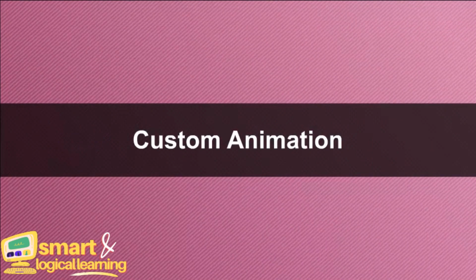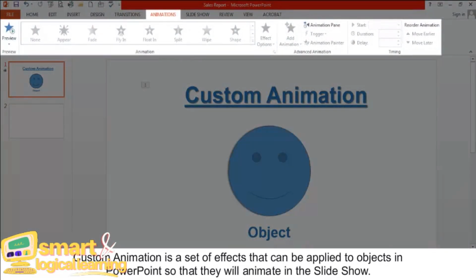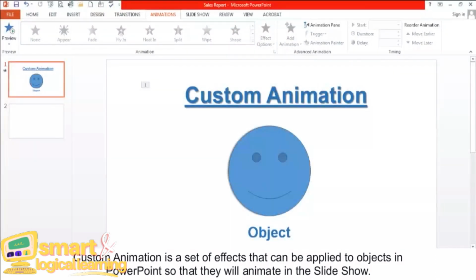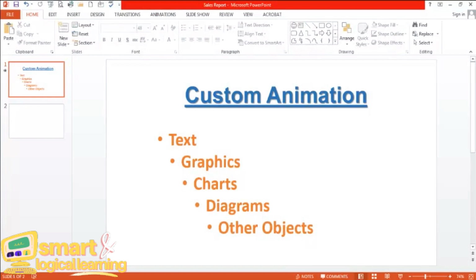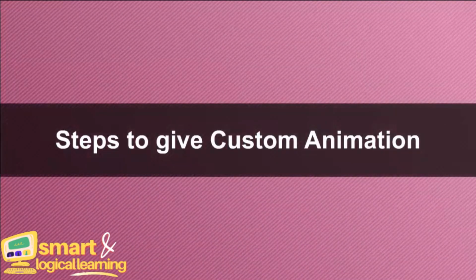Custom animation. Custom animation is a set of effects that can be applied to objects in PowerPoint so that they will animate in the slideshow. With the help of custom animation, we can animate text, graphics, charts, diagrams, and other objects. Custom animation helps us to give animation effect to each and every object separately.